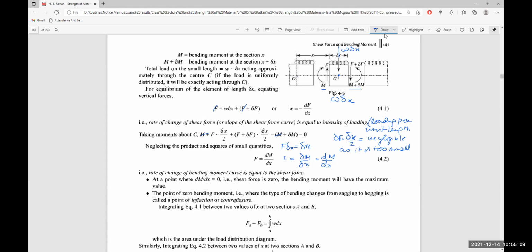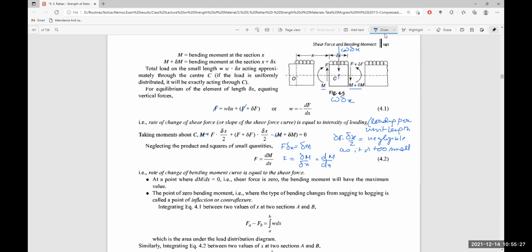The point of 0 bending moment, where the type of bending changes from sagging to hogging, is called a point of inflection or contraflexion. Means where bending changes from sagging to hogging at some point, that point of bending moment is defined as the point of contraflexion.